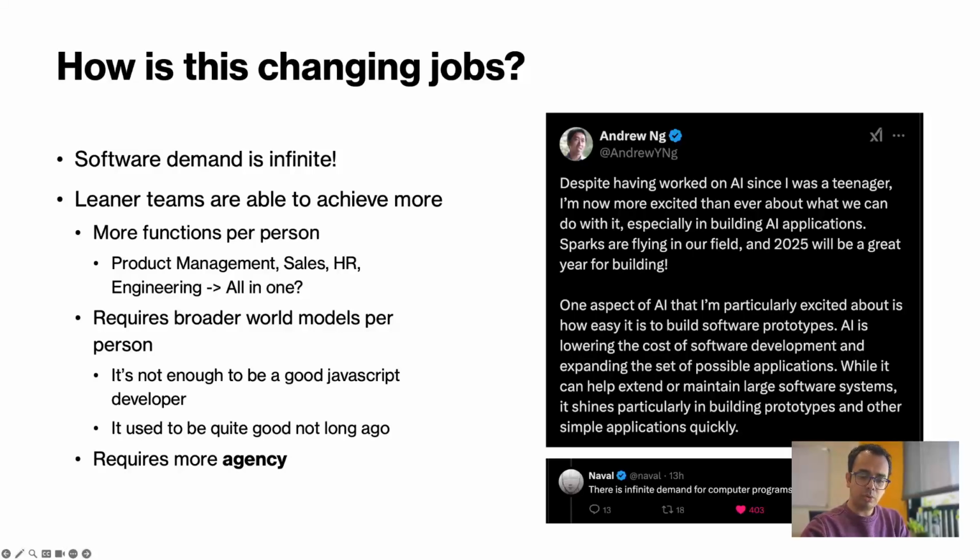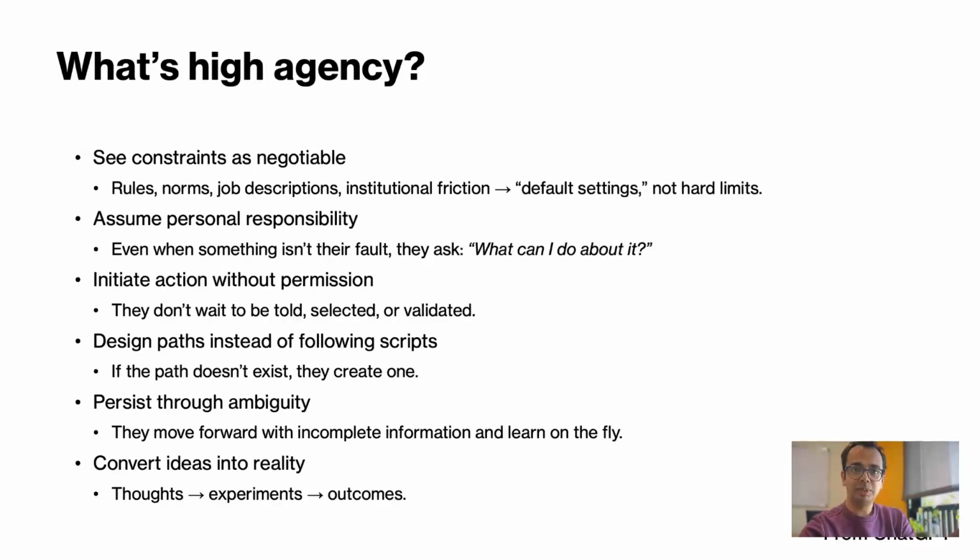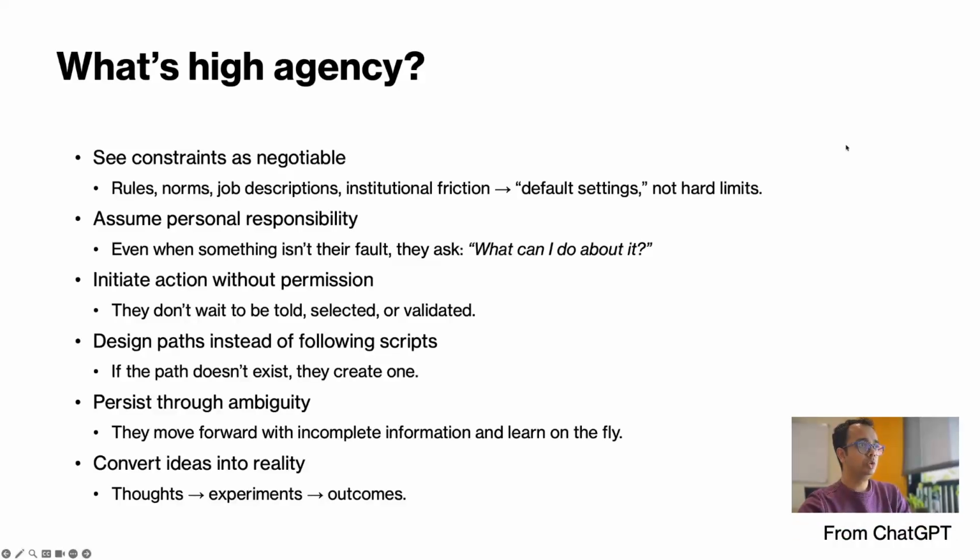And most importantly, this requires more agency, right? I'm no expert at this, but I think ChatGPT did it very well. So I took this from ChatGPT. You have to be able to see constraints as negotiable, right? So rules, norms, job descriptions, these are all default settings and not hard limits. And therefore, we should think of them like that, right? You have to assume personal responsibility. When you're creating a product, you have to really think about, if the users are making this particular mistake again and again, what can I do about it to be able to fix this?